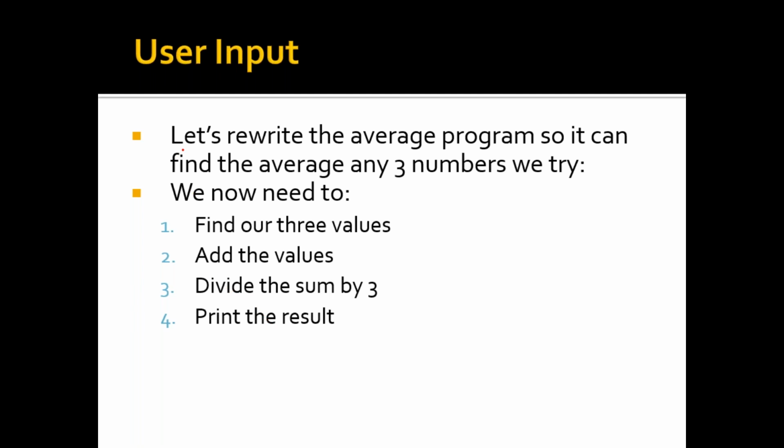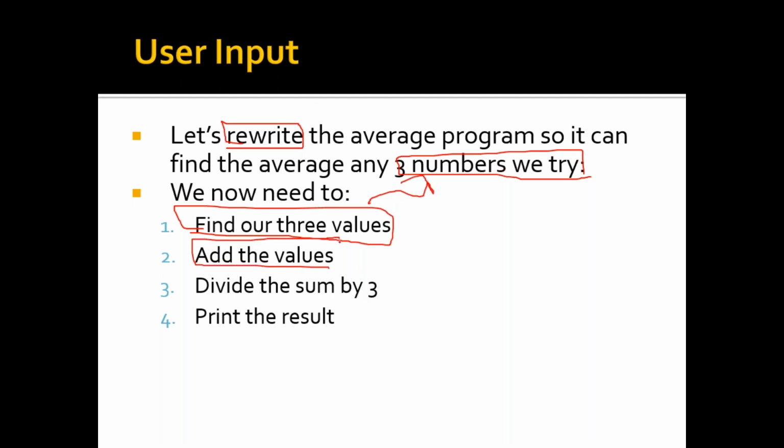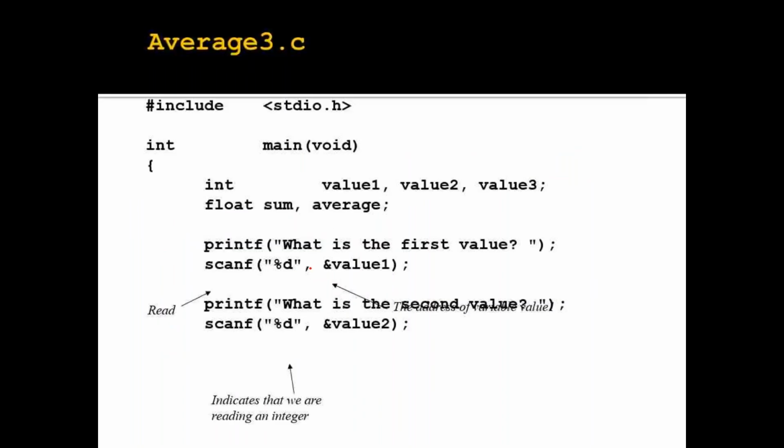So, user input. Let's rewrite the average program so it can find the average of any 3 numbers we try. We now need to find out the 3 values, so we input 3 numbers, add the values, divide by 3 because there are 3 values, and print the result.